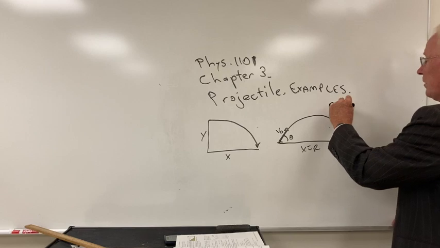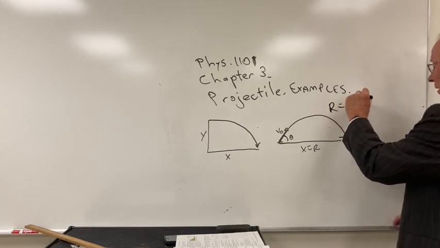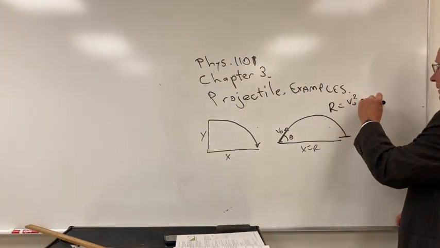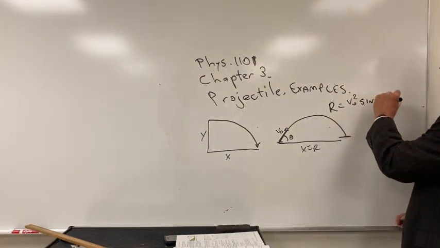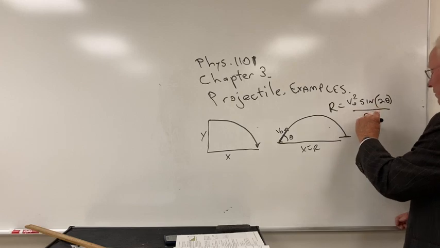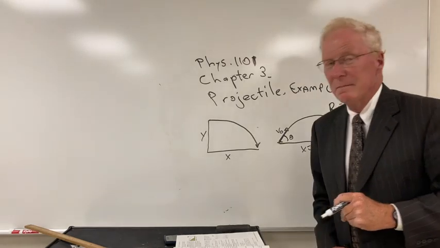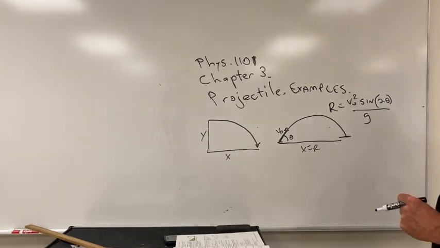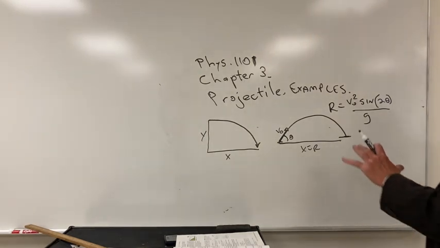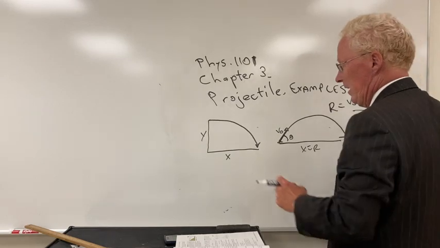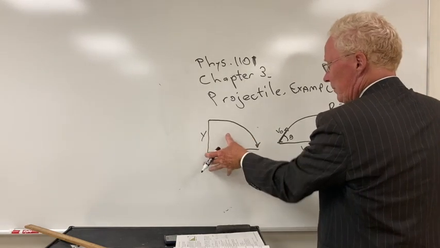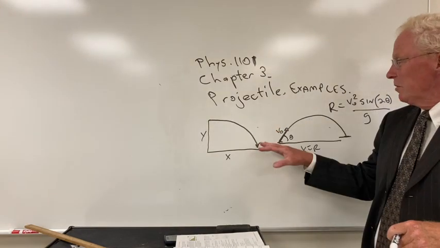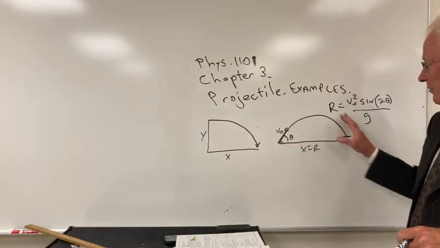the range is v naught squared sine of twice the angle over g. Okay? So that's what we have here for this. All right. But, you know, we've talked about that. Here's some examples. I'm going to do some examples, just this part here of just launching it horizontally, because here we have a simple case.